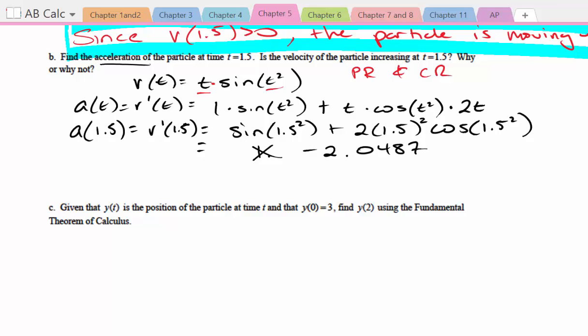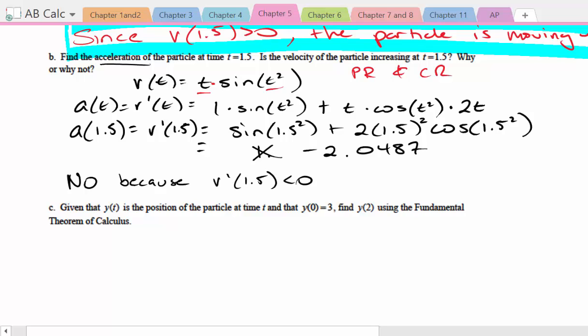So now let's make sure we answer the question. Why or why not is the velocity of the particle increasing? No, because v prime of 1.5 is less than 0. That's all you have to say. But it is really important you do say no. You have to answer the question and then explain why. So this also would be worth 2 points.